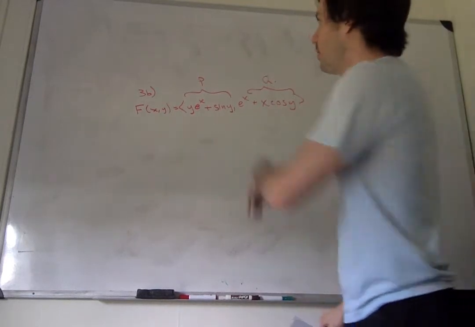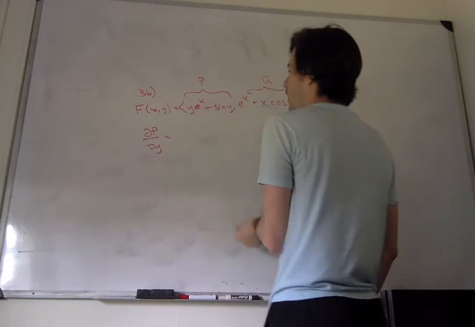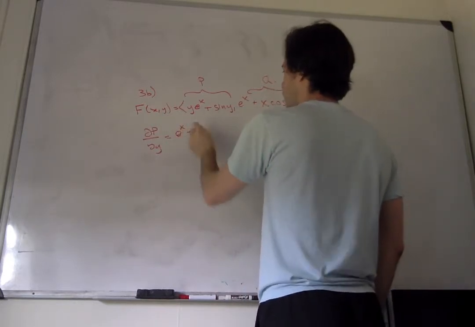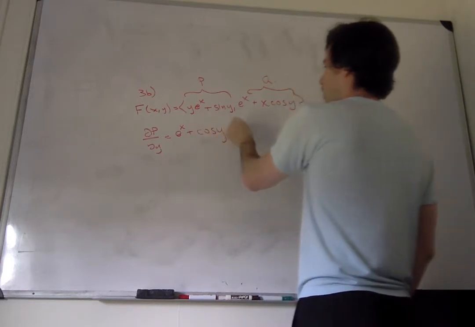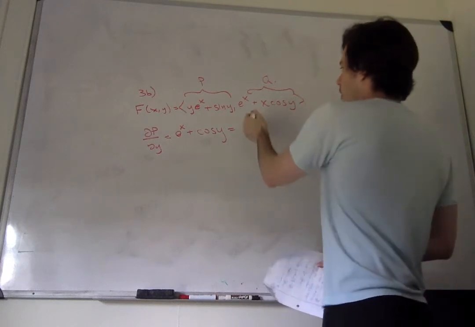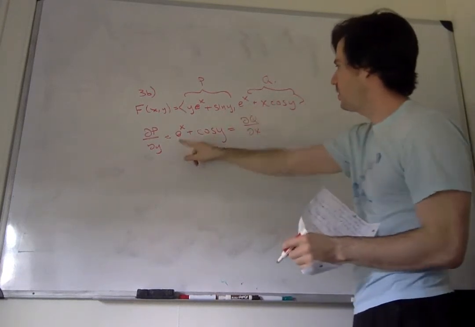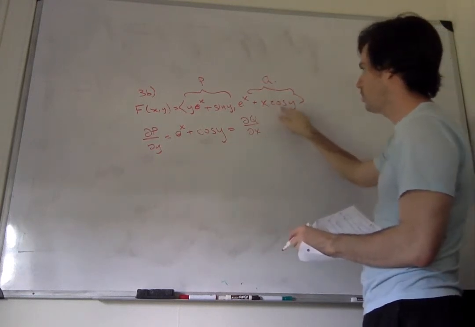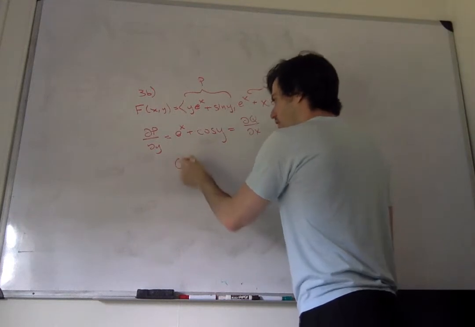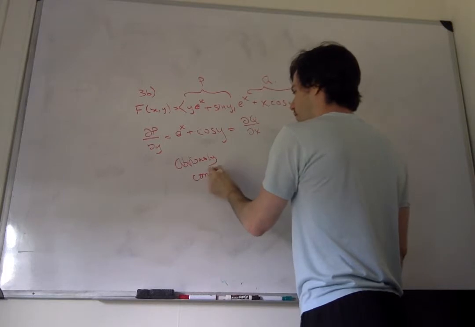If we take the derivative of the first with respect to the second, with respect to y, we get e to the x plus cosine y. And if we take the second one with respect to x, we also get that, e to the x plus cosine y. So this is obviously conservative.